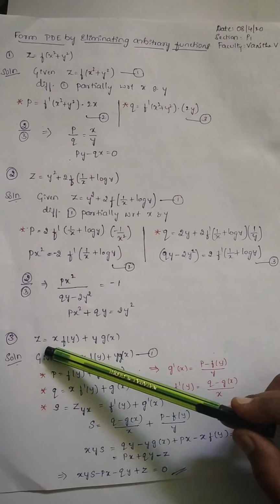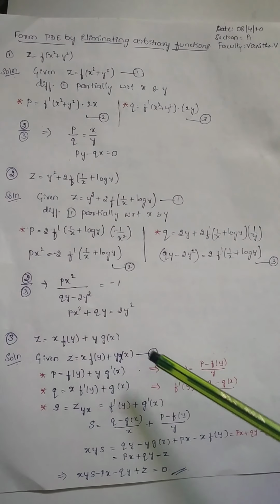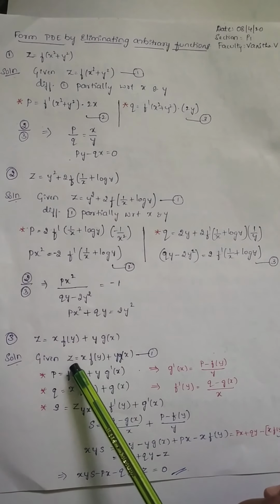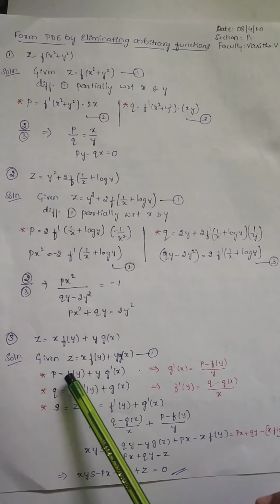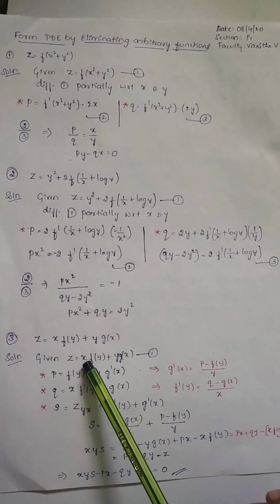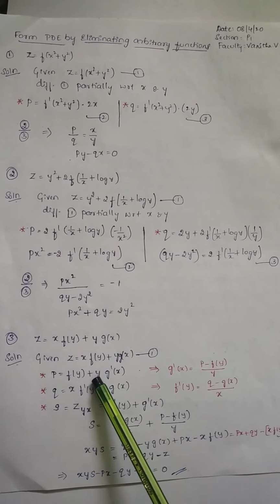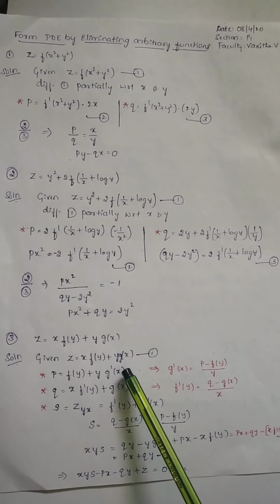Problem 3, z is equal to x into f of y plus y into g of x. Okay, so calling the problem as 1 and taking partial differentiation of 1 with respect to x. So left hand side will be p is equal to differentiation of x is 1, f of y constant as it is, plus y as it is, differentiation of g of x is g dash of x.